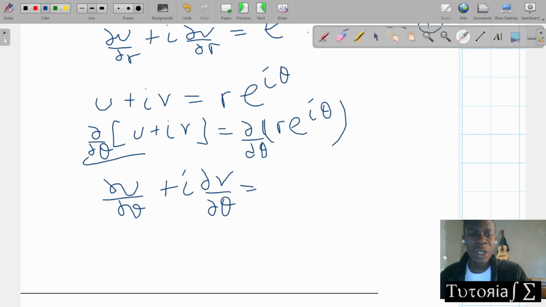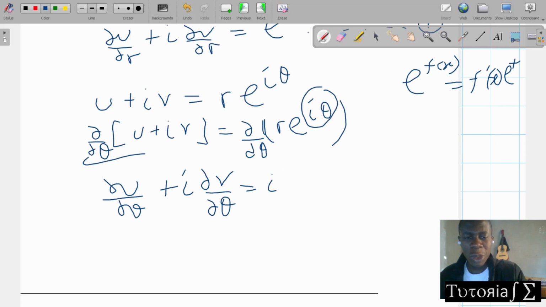Now how do we differentiate e to the f of x? You drop the power, you differentiate it, then everything to the f of x. So this is what we're going to do. Differentiating i theta, theta is just one variable, more like just x. So differentiating theta, we will just remain with i. Then we are going to have our r there and e to the i theta. All right, so this is our equation 2.